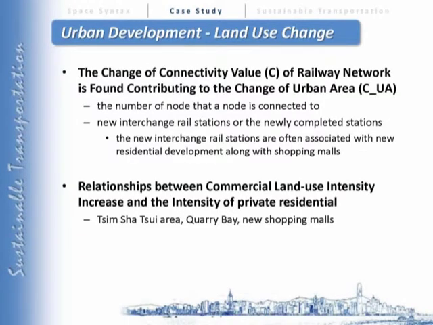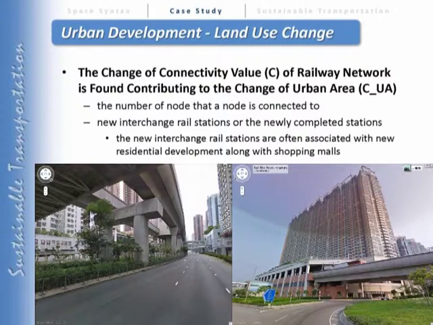The intensity of commercial land use is related to the increase of railway connectivity value. The increase of such value means a new interchange rail station connected to a new rail line, or the area where new stations are completed. And the new interchange rail stations are often associated with new residential development along with big shopping malls, which explain the results.